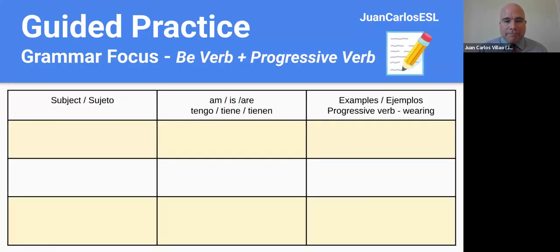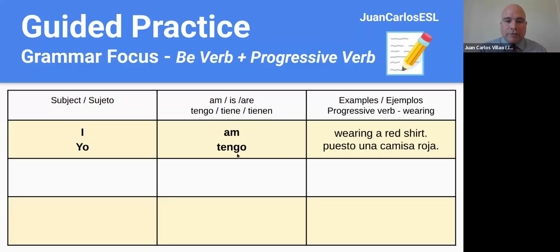All right, so now let's add the progressive verb wearing to the sentence. Here we have "I am" as the subject, and then tengo, tiene, tienen, am, and then the progressive verb of the lesson is wearing. I am wearing a red shirt. Es como decir en español, yo tengo puesto una camisa roja. So I am wearing a red shirt. This is one translation in Spanish.